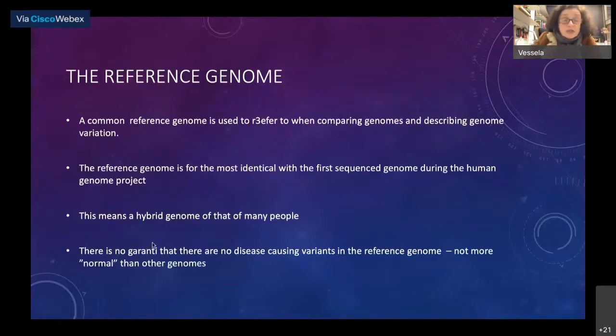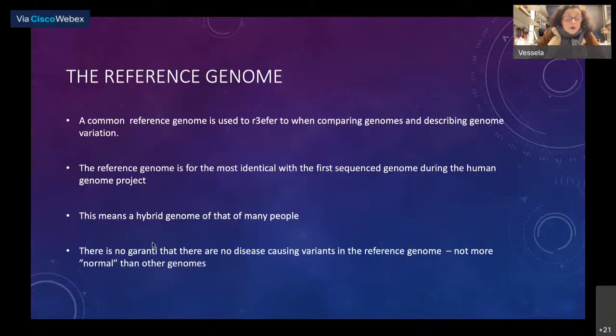So this all comes to tell us that, in fact, we do not have a common reference in the genome which could be used, or we have something, but let me show you how imperfect that is. First of all, the reference genome is nothing but the sequence that came from the Human Genome Project, which was not a sequence of one single person, but was a combination or a hybrid genome of several people, 5, I think.